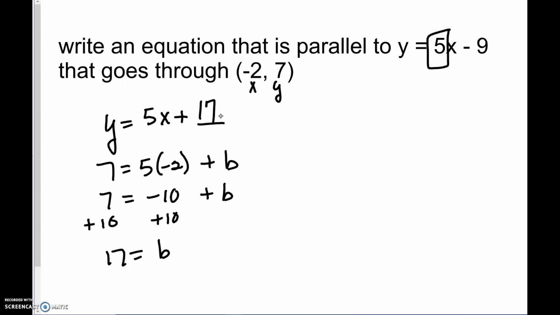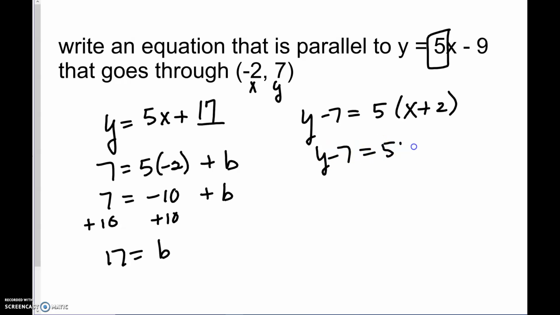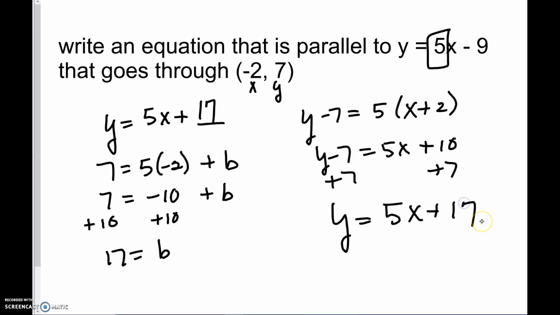Some of you might want to do this in point slope, so you might want to write y minus 7 equals your slope 5, and x plus 2. So now you're going to distribute just like we did in that last one. And we're going to add 7, so we end up at the same thing. These are just two different methods to get to the same answer. You can see same answer right here.